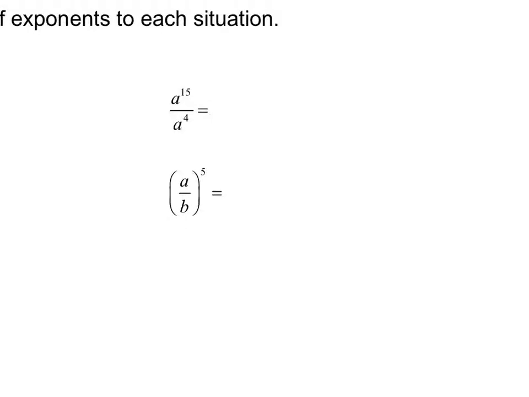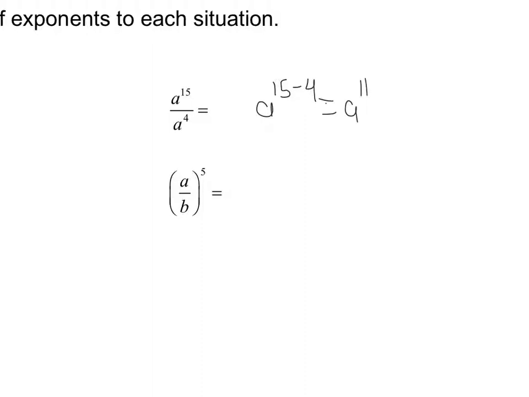So division. This one, now, here's the thing. This is what I do. Identify where's the larger exponent. Well, it's on the top. So you know the variable is going to end up on the top. So you have A to the 15 minus 4. And that is A to the 9th. Okay, or 11th.